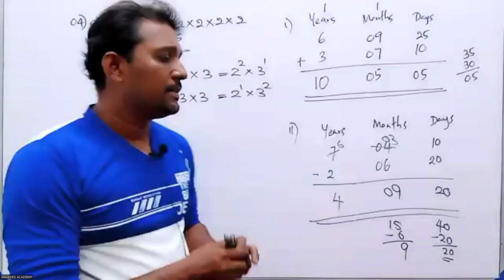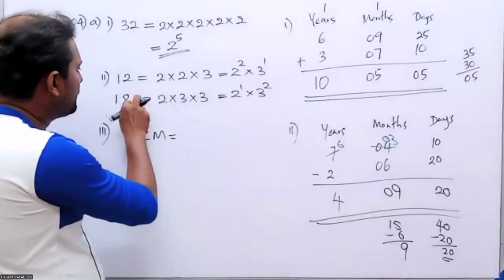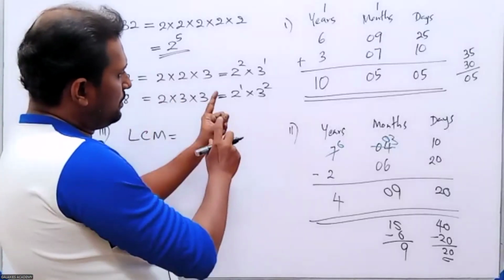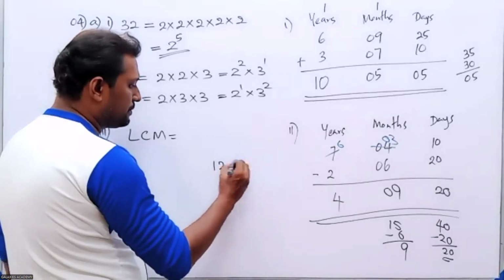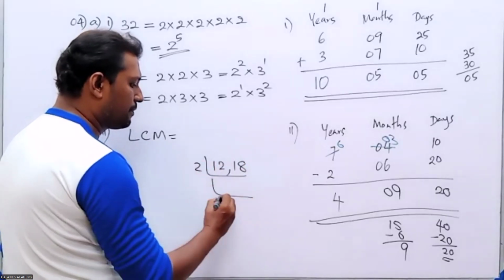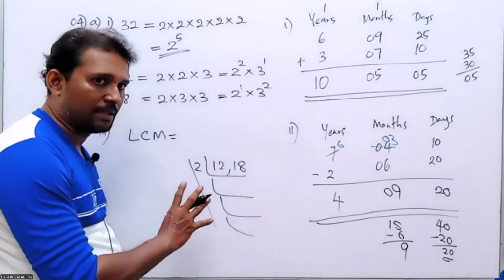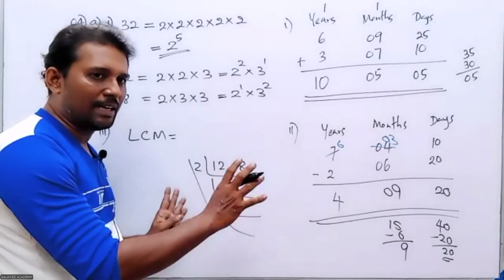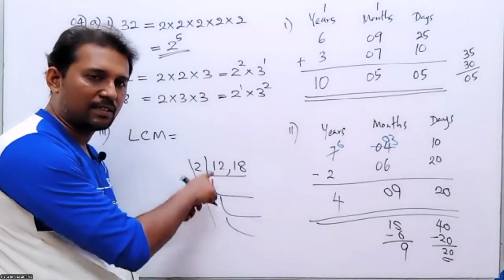What is the method? LCM of these two. You can't do this one, right? Then you can multiply this one, no? It is one method, but you can't get any marks for finding the answer using this method.